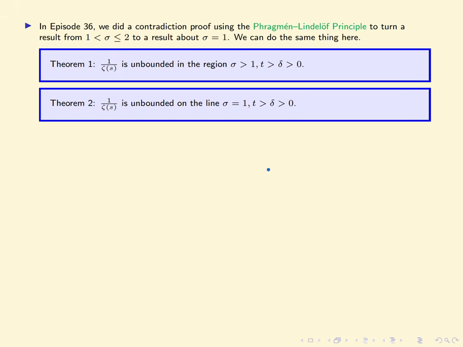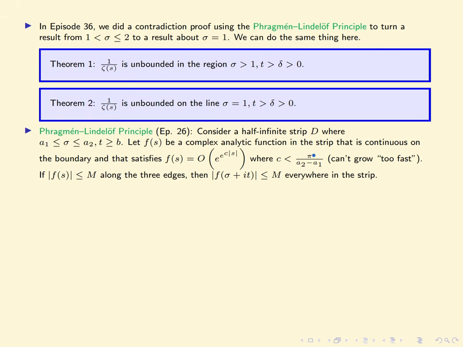So the first thing we're going to do is use the Phragmén-Lindelöf principle again. In episode 36 we did a proof using the Phragmén-Lindelöf principle. We proved something was true when sigma is greater than 1, and we used the Phragmén-Lindelöf principle to prove a result about sigma equals 1. And we're going to do the same thing here. So the theorem we just proved is theorem 1: 1 over zeta of s is unbounded in the region sigma greater than 1 and t greater than delta greater than 0. And theorem 2 is the same thing, except I'm switching this sigma greater than 1 to sigma equals 1.